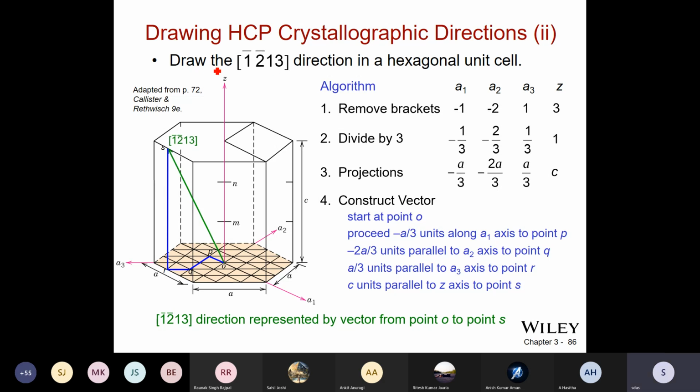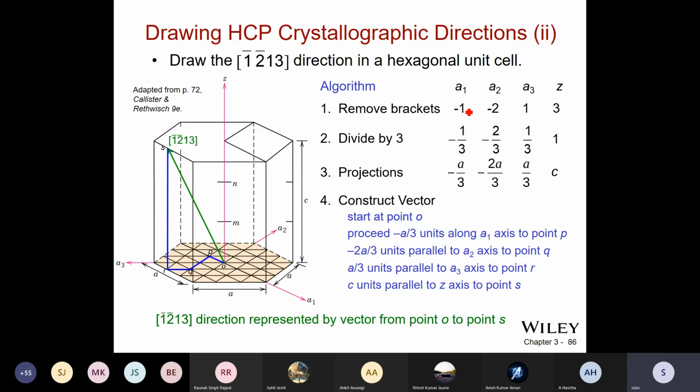They ask you to draw the vector bar 1, bar 2, 1, 3, no commas, in the Miller-Bravais system. And I suggest this one. I will not go into details because I explained the same thing in detail earlier. This is your homework, to read it from the textbooks which I have suggested. The first 3 books are excellent.